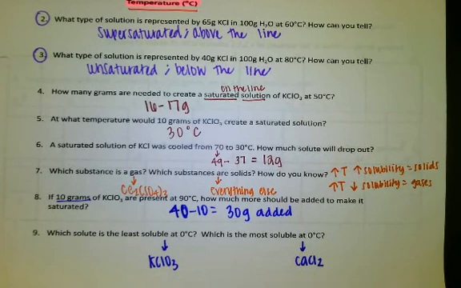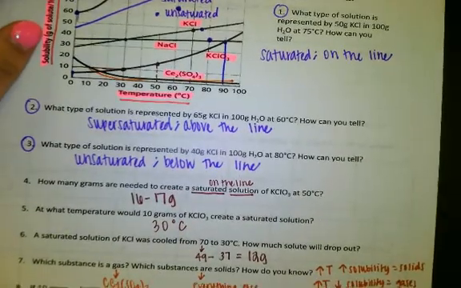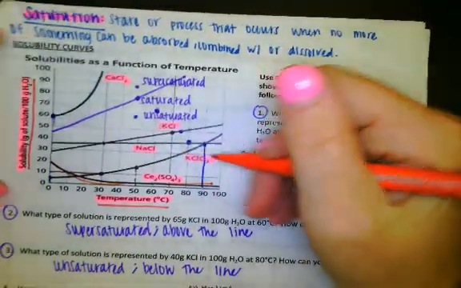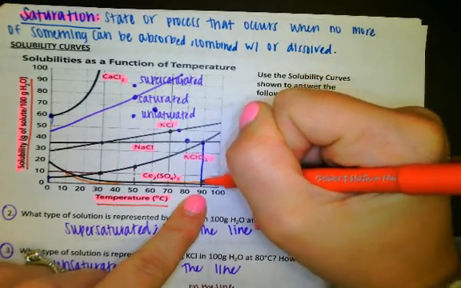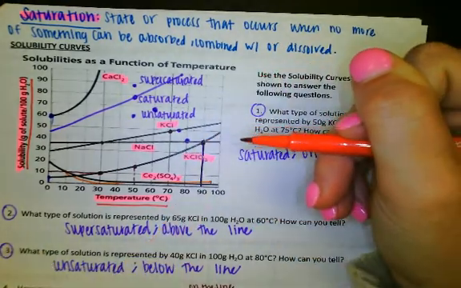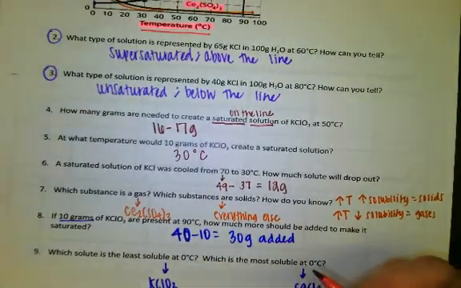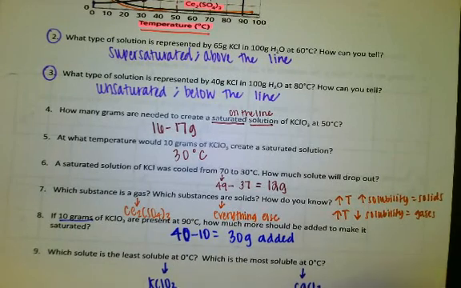Does anybody have any questions on 1 through 9? Yeah. When she gets back. Mhm. So on number 8, it says, if 10 grams of KClO3 are present at 90 degrees Celsius, how much more should be added to make it saturated? So I'm going to go to 90 degrees Celsius, and I'm going to go all the way up until I reach my line, because that's saturated, right, of KClO3. When I go over, I'm at 40 grams. So if I have 40 grams, and I already had 10 when I started, 40 minus 10 gives me 30 that need to be added. Does that help?